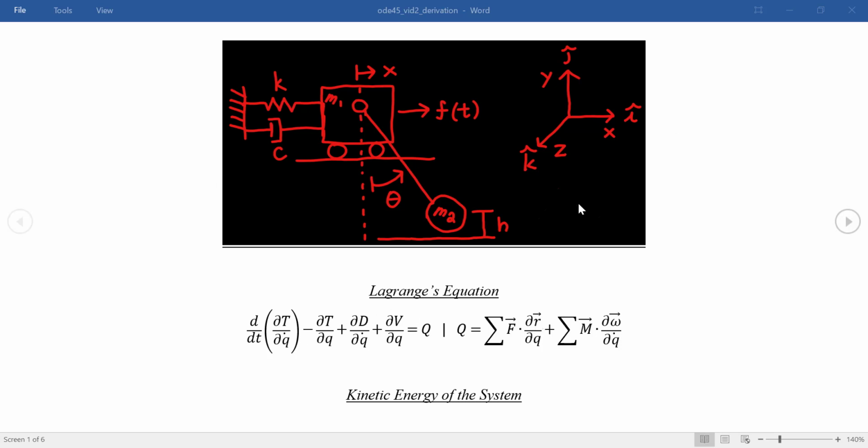I do still have the drawing up, and I've added the X, Y, and Z coordinates along with the I, J, and K directions. I've also specified this height H, which we'll be using for potential energy purposes. I did not write L here, but know that there is this radial length L for this pendulum. And again, keep in mind, mass 1 can move left and right, and mass 2 is attached to mass 1 through this kind of massless pendulum bar. We're interested in knowing what x is over time and also what theta is over time.